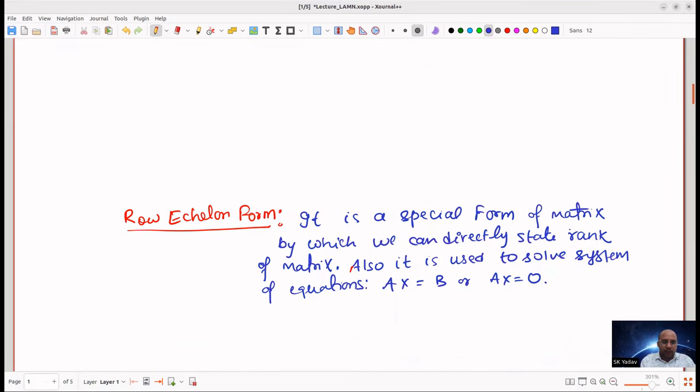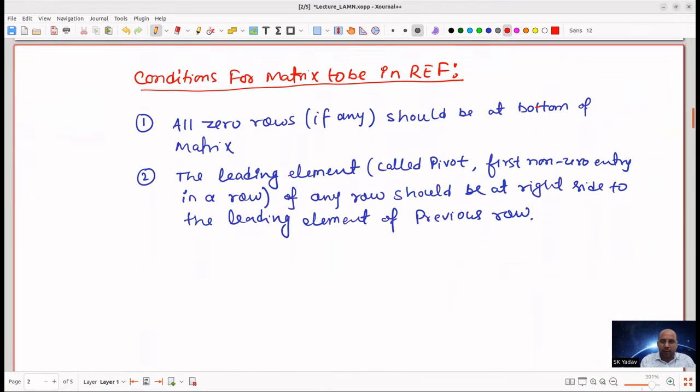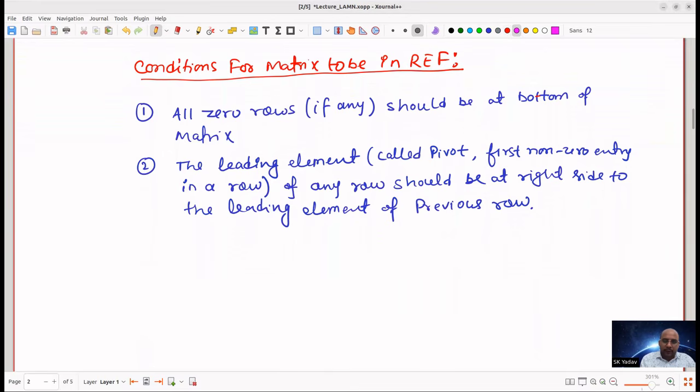Now let us see what is the row echelon form of a matrix. It is a special form of matrix by which we can directly tell the rank of the matrix, and this is particularly also useful for solving the non-homogeneous system or homogeneous system Ax equal to 0. So let us see what are those conditions when we say a matrix is in row echelon form. Here, the first condition is all 0 rows should be at the bottom of the matrix. That means while changing into row echelon form, if any row becomes 0 by elementary operations, we have to immediately write that row at the bottom by exchanging with some other rows.